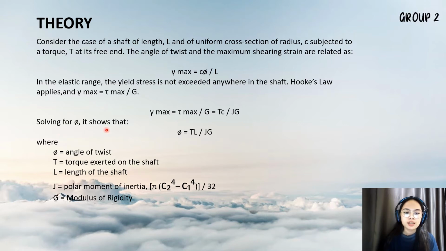Solving for theta, it shows that theta equals TL over JG, where theta is the angle of twist, T is the torque exerted on the shaft, L is the length of shaft, J is the polar moment of inertia, which is pi times (C2 to the power of 4 minus C1 to the power of 4) over 32, and G is the modulus of rigidity. So next I will pass to the next member to present.